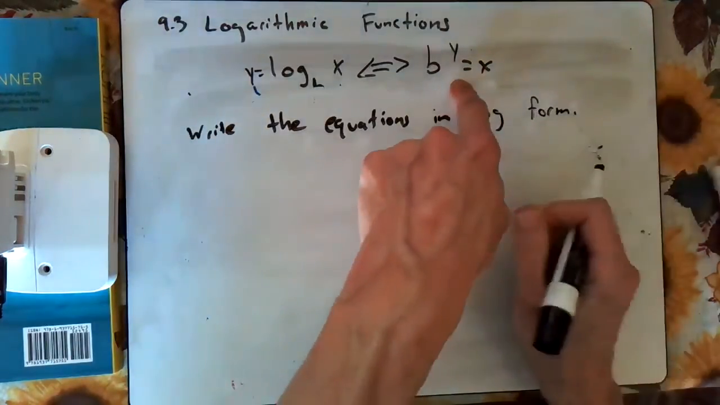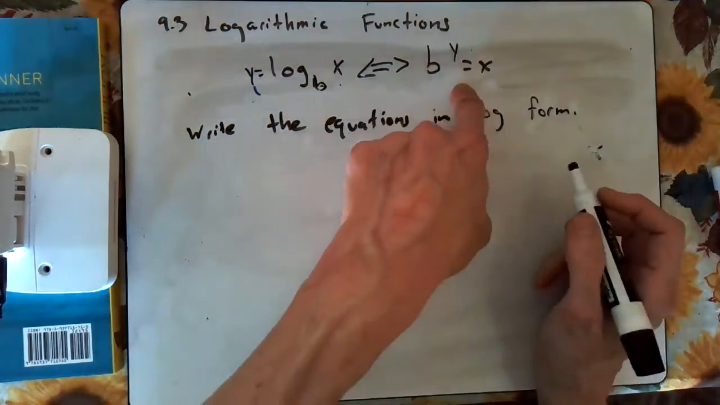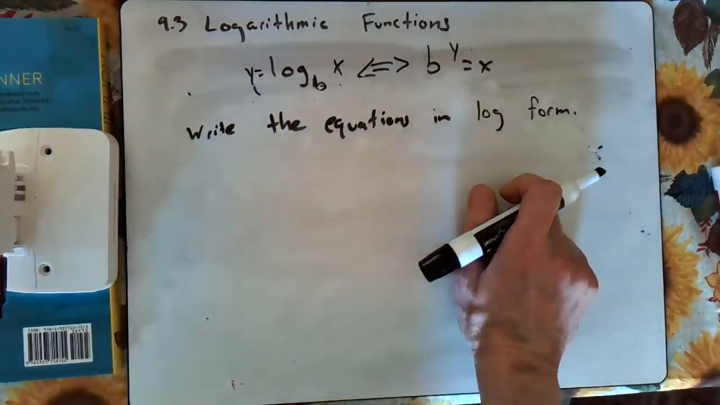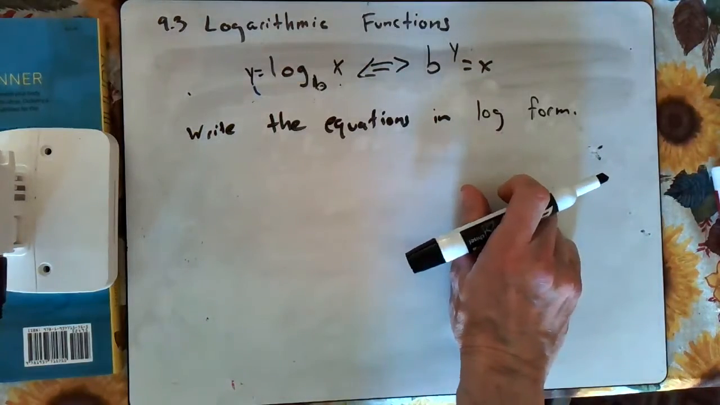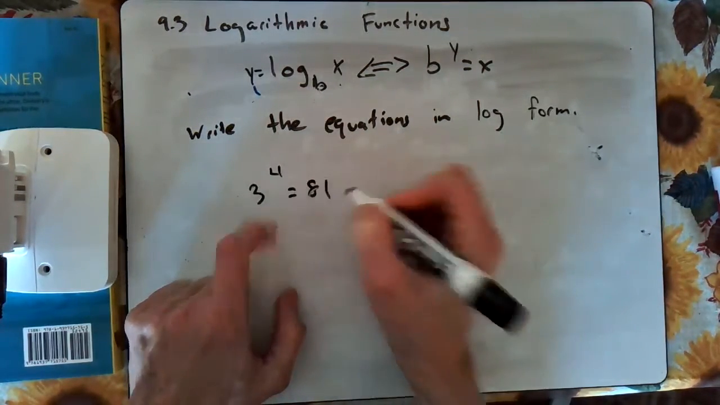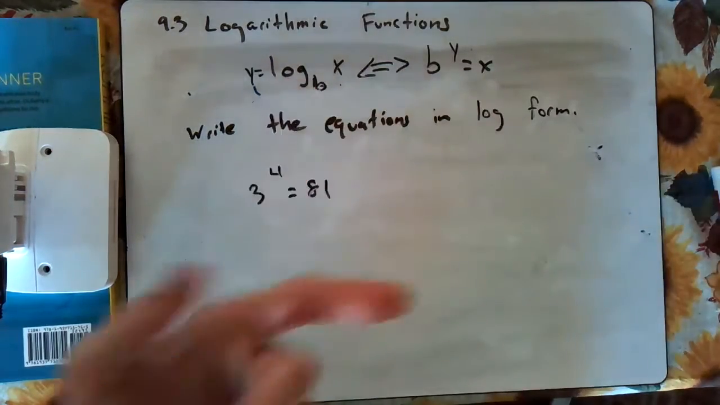So now we're going from the right side to the left side. Okay, we want to go from exponential form to log form. If I have 3 to the 4th equals 81, we're going to go from this to some log thing. How do we do that?